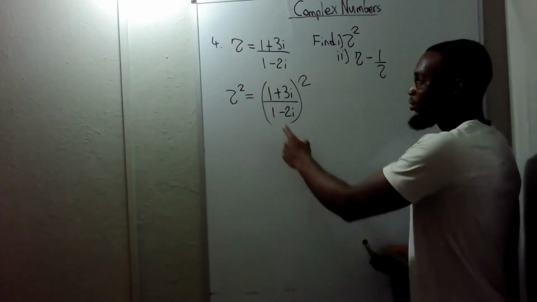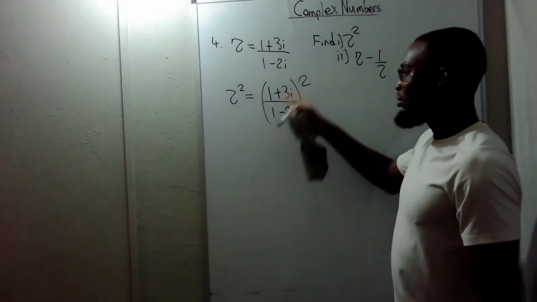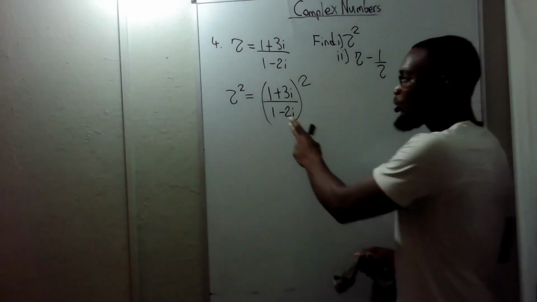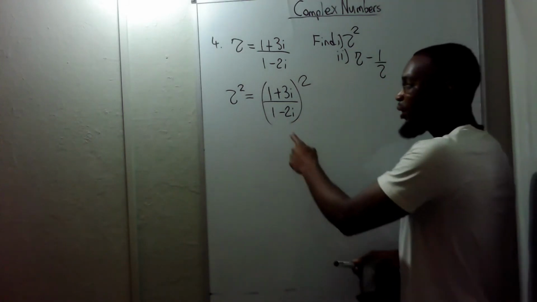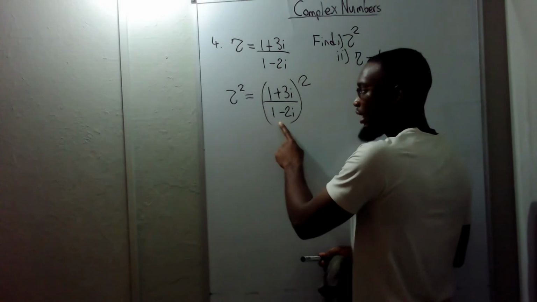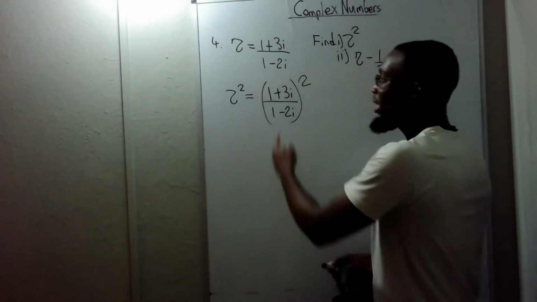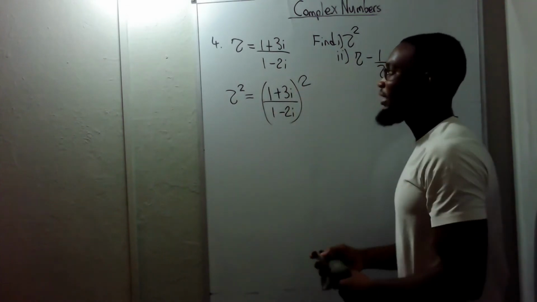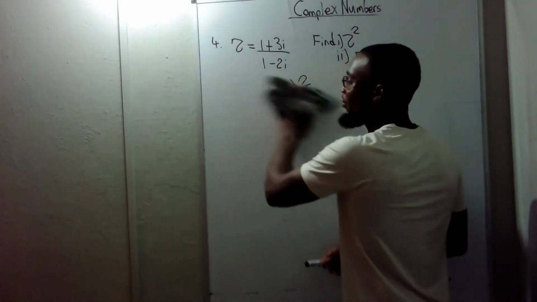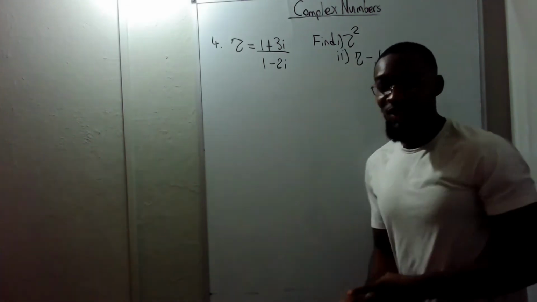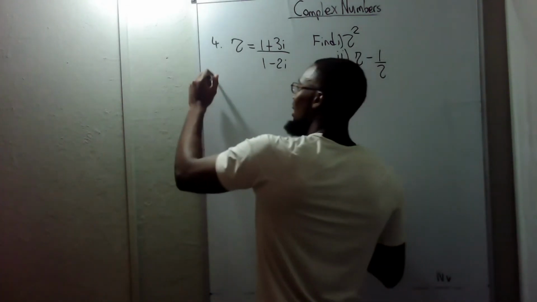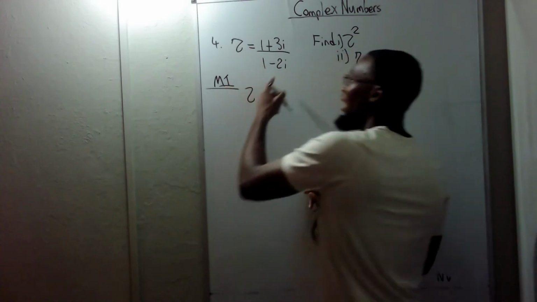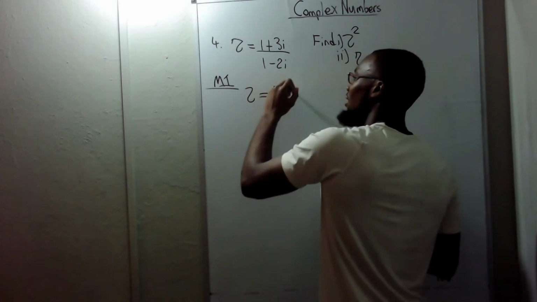Now, why would I want to square this complex number? That's crazy, right? There are two ways we can work this out. We can multiply it by itself and then simplify it, or we can rationalize it first and then square it. We're going to do method 1 first. It's always good to do things two ways. So let's call this method 1. First, we're going to multiply it by the conjugate of z.